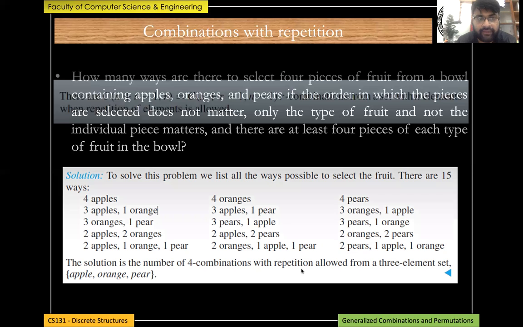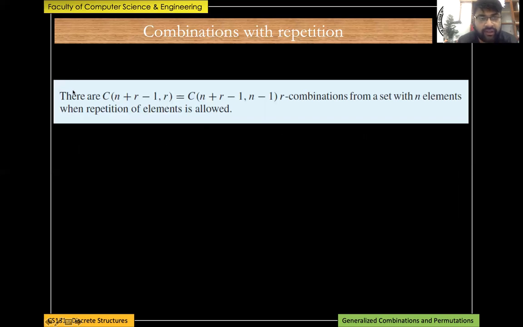What's the generic formula? The generic formula for combinations with repetitions is C(n+R-1, R), right? You want to select R elements from n+R-1. And this is equivalent, of course, to C(n+R-1, n-1). This gives the R-combinations from a set with n elements when repetition of elements is allowed. So that's the generic formula for combinations with repetitions, as we have seen the same or a similar formula for permutations with repetitions.